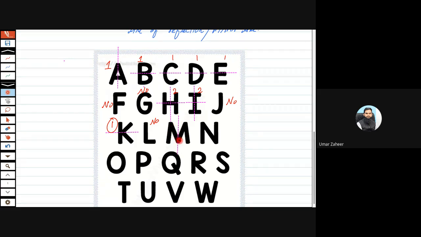Any other line of symmetry here? Sir, horizontal. If you make a horizontal line, look here, are you getting the reflection? No. This means that the horizontal line is not a line of symmetry. So we have only one line of symmetry in M.